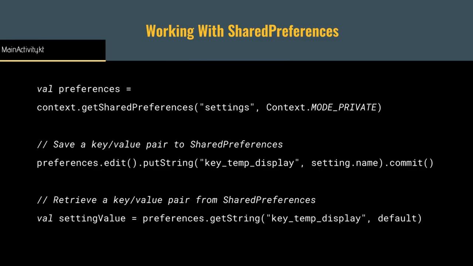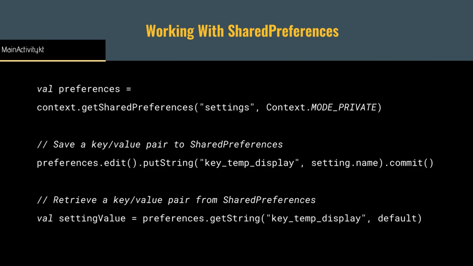That's kind of up to you as a developer. In our case, we're just going to use all of our preferences in this single settings file. And then context mode private simply says that we shouldn't let other applications use these preferences. So it keeps these settings hidden and private to our app. Once we have the preferences file, we can edit or retrieve data from those preferences.